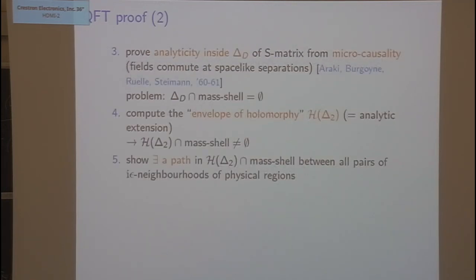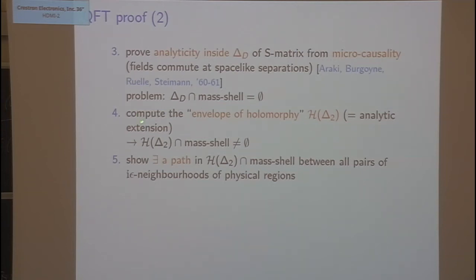Okay. What people did in the early 60s was to prove analyticity inside the delta of d. So it's really the generic case where all the momenta are allowed to have complex components. They used microcausality, which means that fields commute at space-like separations. So you start with your Green function in position space, you impose this condition, and you see what it tells you in terms of the momenta. The main problem is that this domain has no intersection with the mass shell. So for what we want to do for crossing symmetry, we need to find some bigger domain. And the question is, is it a good starting point?